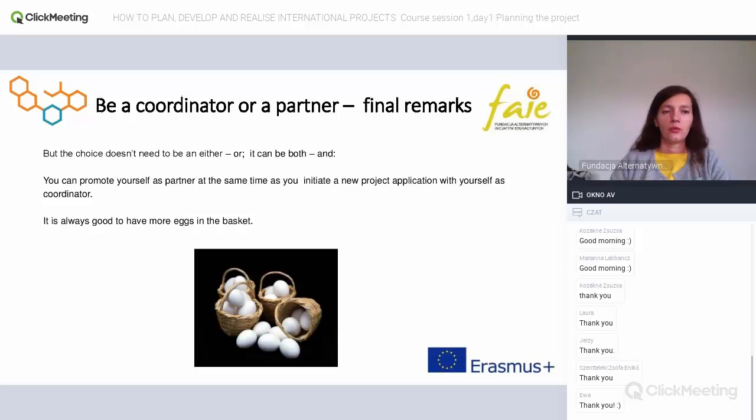And to summarize this part of the presentation, it doesn't need to be an either-or choice. It could be both-and. You may be both the project partner in one area and the project coordinator in the other area. Obviously, maybe not at the very beginning, maybe when you get a little bit of experience, but it's always good to have more eggs in the basket.